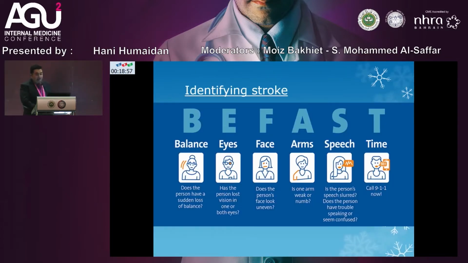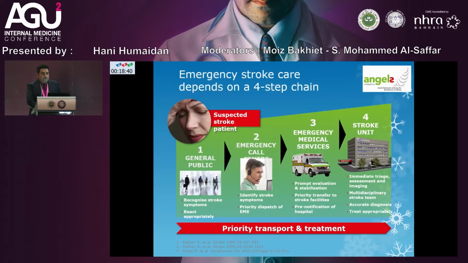So how do you identify stroke? By FAST or BE-FAST: balance problems. Has the patient lost vision in one or both eyes? Any facial droop? Is there arm weakness? Any speech problems? And of course, you have to act timely. So this is emergency stroke care, which depends on a 4-step chain of survival.